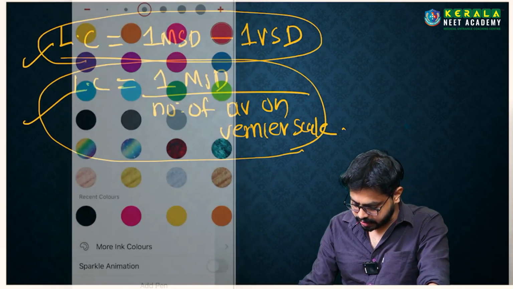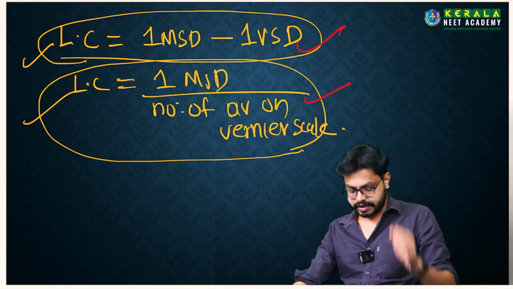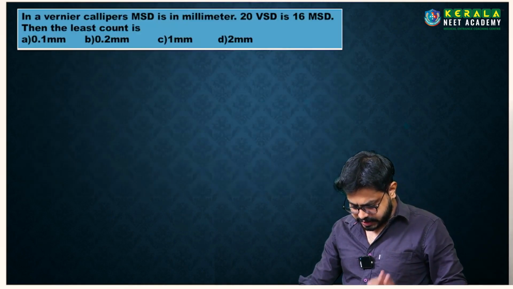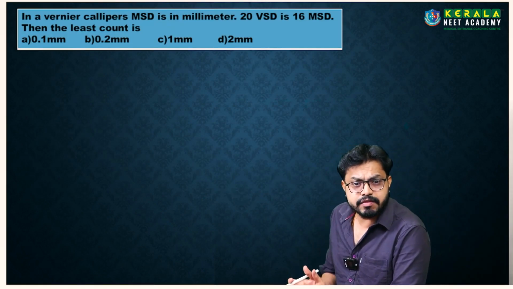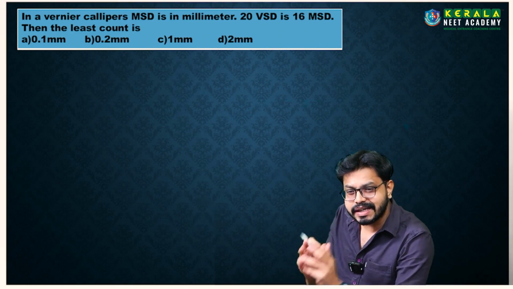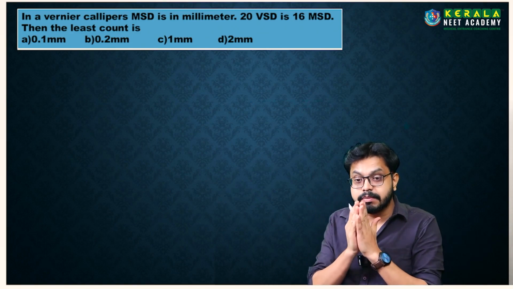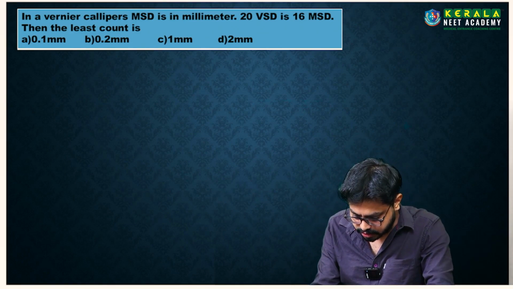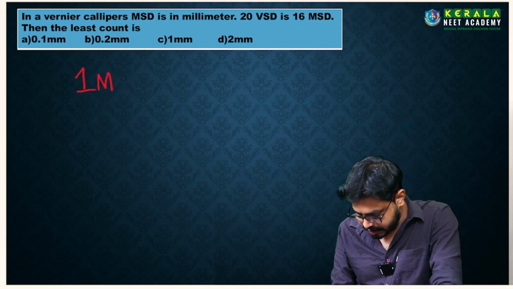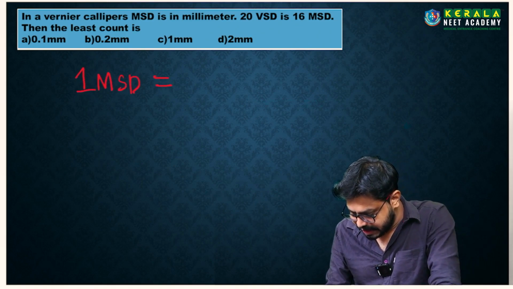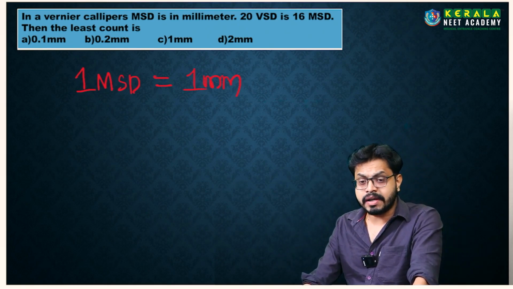From this, we can also derive the equation 1 MSD by number of divisions on the vernier scale. Clear? But now, our question. Very simple. Look, in a vernier calipers, MSD is in millimeter. So, what can we take? 1 MSD is equal to, in millimeter, 1 millimeter.